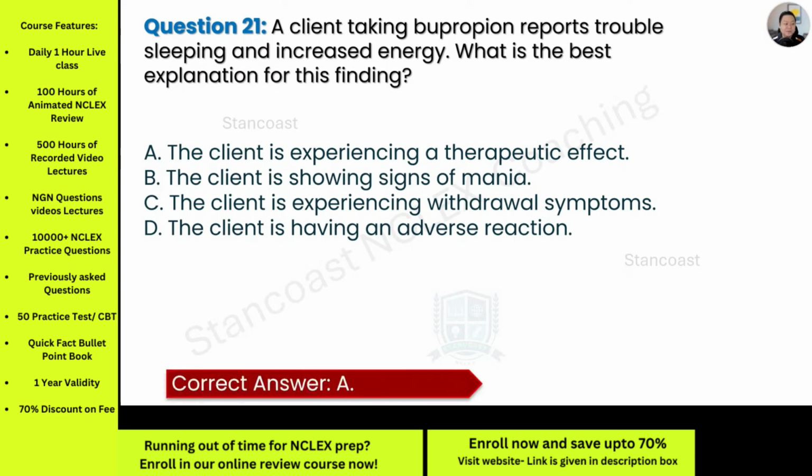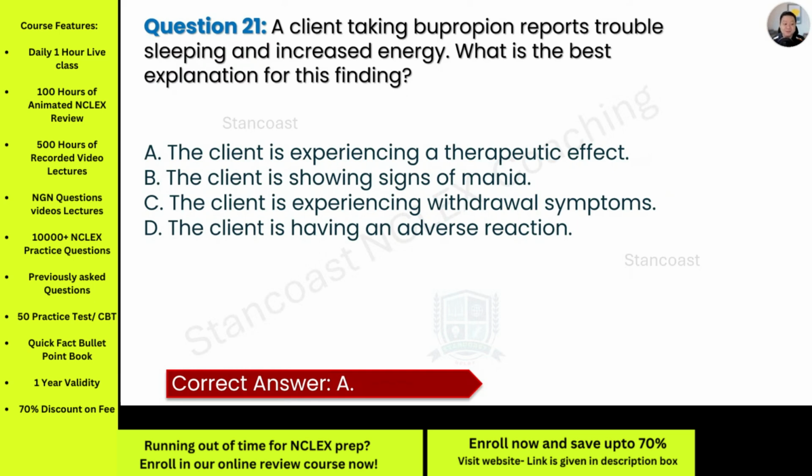The answer is letter A, because bupropion is a stimulating antidepressant and it can work by increasing the energy levels and also the client's alertness. So this can sometimes make people feel more energetic and awake, which is part of the therapeutic effect.